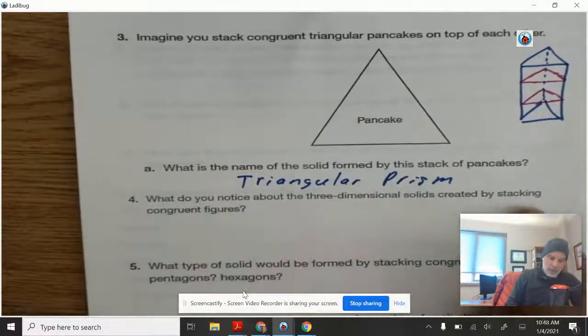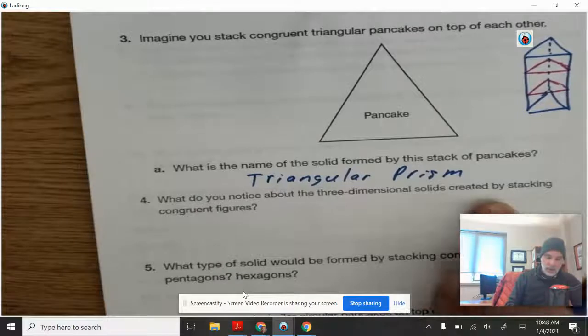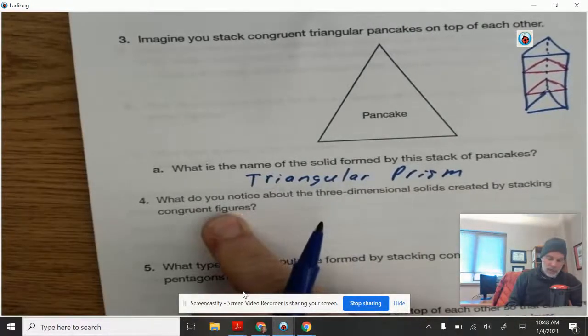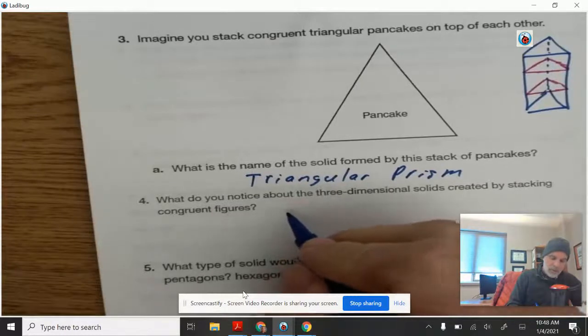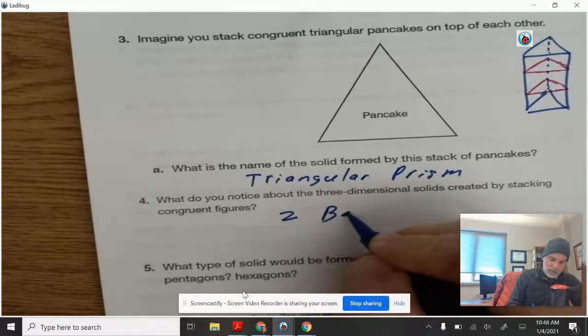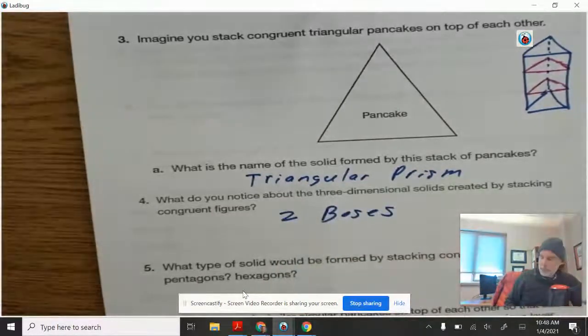What do you notice about the three-dimensional solids? All of these solids formed by stacking figures, they have two bases. All right.